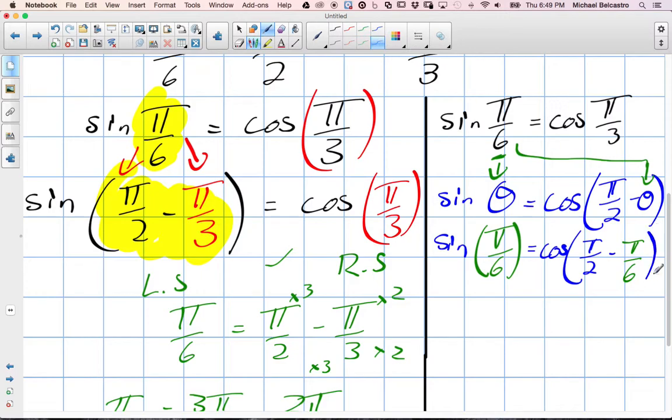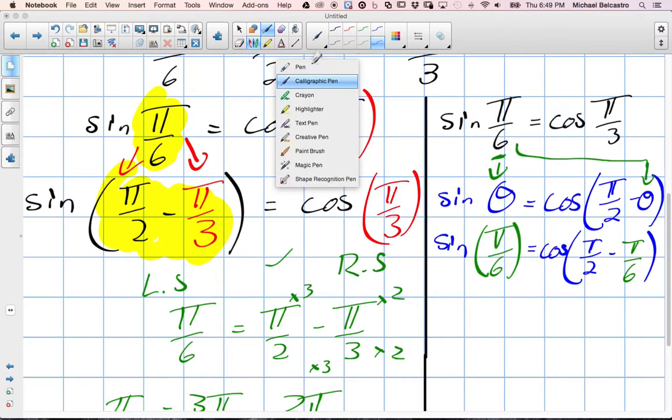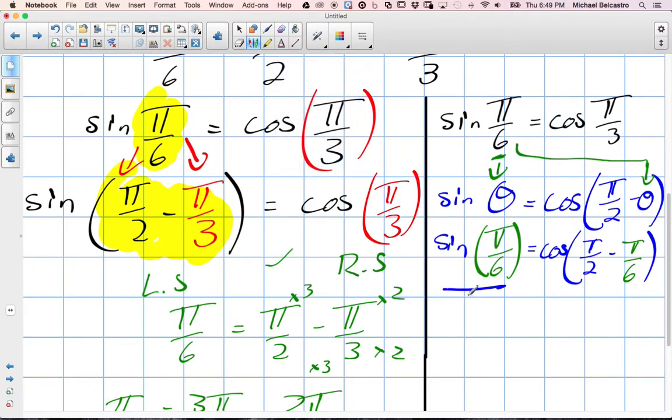Okay, so if this is true, I'm just going to show this idea again. Sine pi over 6, nothing's changed here, but something's changed on the right side. This used to be cos pi over 3. Now it's cos bracket pi over 2 minus pi over 6. So we have to prove that pi over 2 minus pi over 6 is equal to pi over 3. So we'll highlight these ideas. We now have to prove just this concept. And we'll do it the same way we did on that. We'll just focus on those things now.